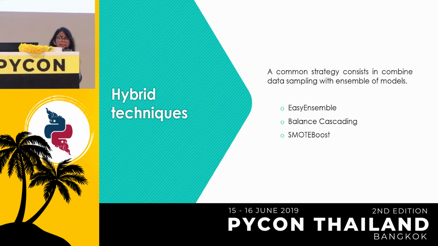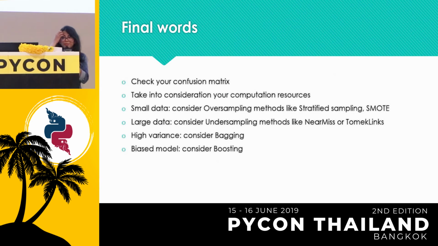And the last technique is the composition of the two previous techniques. It's hybrid strategies that consist in combining data sampling, like oversampling or undersampling, with the combination of classifiers. And with these techniques, we have things like easy ensemble, balanced cascading, SMOTEBoost, and so on. There's a lot of techniques here. So for the final words, I just have like 4 minutes.